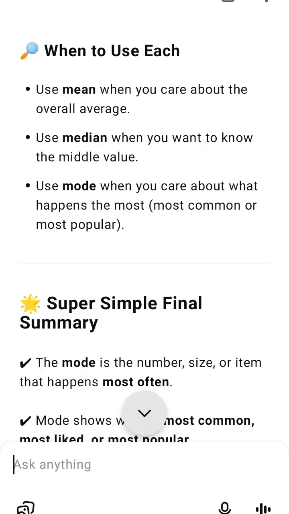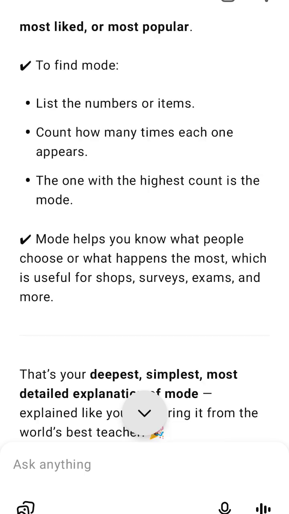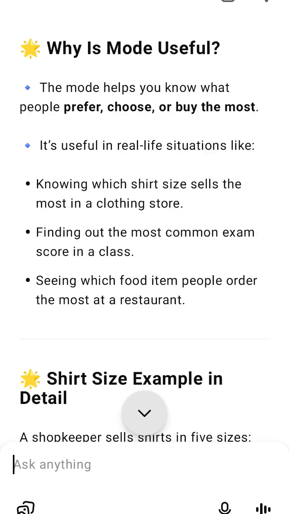Shirt size example in detail. A shopkeeper sells shirts in 5 sizes. 90 centimeters sold 22 shirts, 95 centimeters sold 8 shirts, 100 centimeters sold 32 shirts, 105 centimeters sold 37 shirts, 110 centimeters sold 6 shirts. Total shirts sold equals 105. If he calculates the mean shirts per size, mean equals total shirts sold divided by number of sizes.